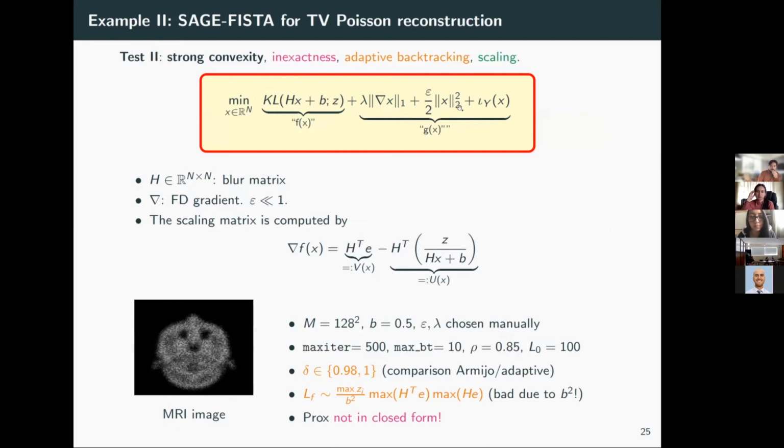Plus also some quadratic perturbations, so that our G here is really strongly convex. Basically the same test as before, the same choice of scaling, and the same comparison between backtracking and Armijo, with a bad estimation of L_F, again due to the fact that you need to divide by B, and when B is small, that quantity becomes very large. So your step can be extremely small.